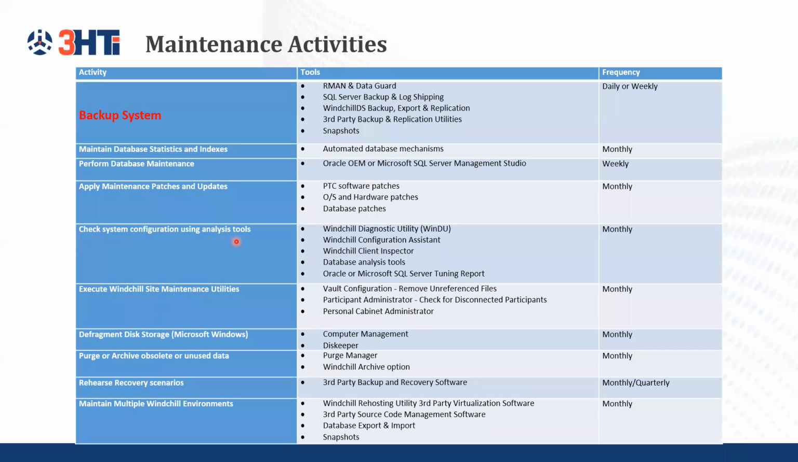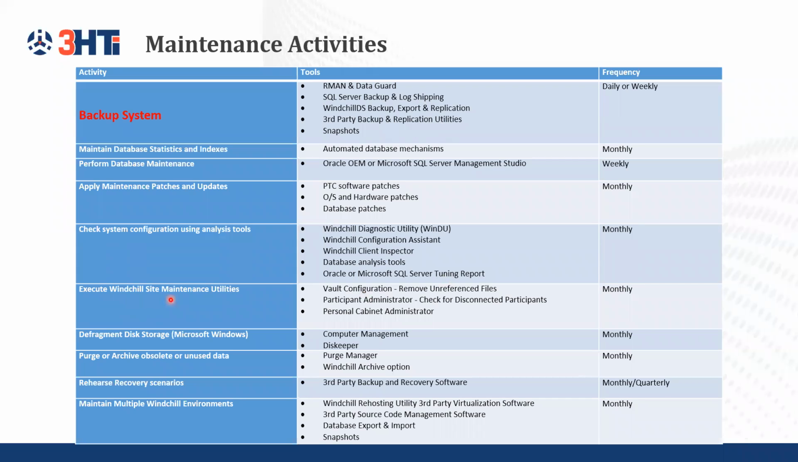There's tools to check the system configuration. These include the Windchill Diagnostic Utility, or WinDU, and the Windchill Configuration Assistant. Basically these tools analyze your system and warn you of any issues or updates to configurations that you may need to make. Most of these are monthly as we're going down.